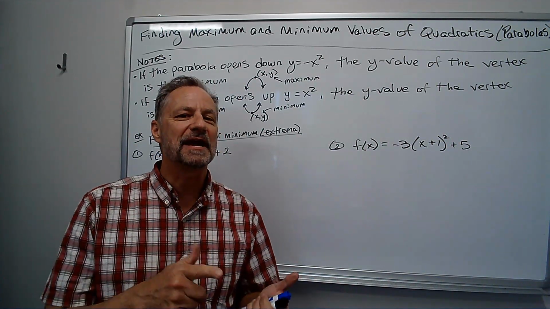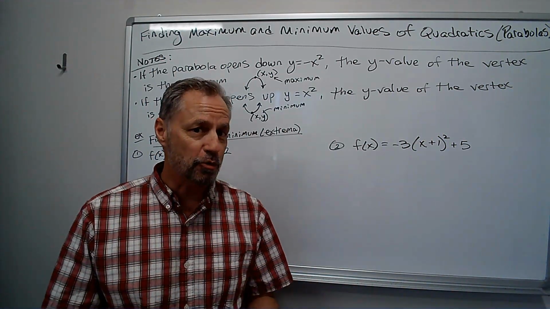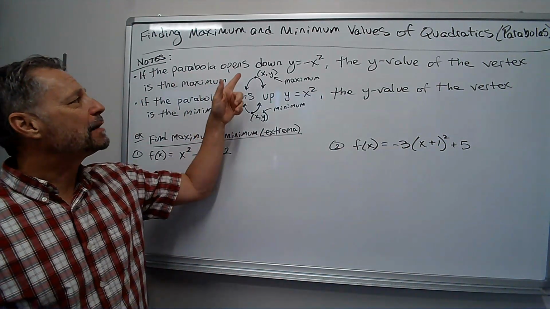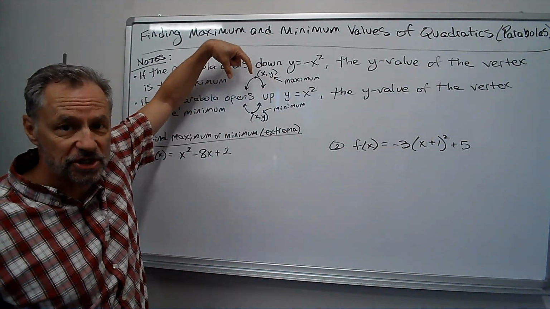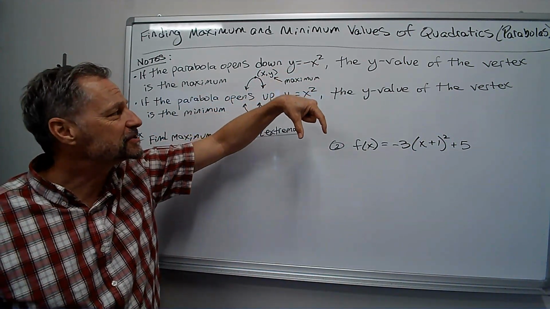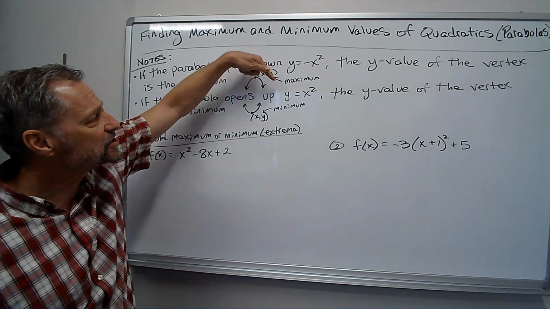Let's learn how to find maximum values or minimum values of quadratics. So we've got parabolas. Now think about it. If the parabola opens down, we have this sort of shape. So we have y equals negative x squared. Remember, the negative means it opens down. The y value of the vertex is the maximum. So here's a picture of it.